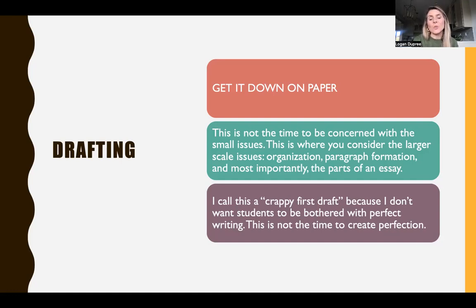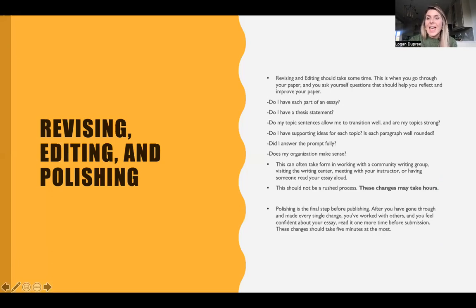I like to call this the crappy first draft in honor of Anne Lamott because I don't want students to be bothered with perfect writing. This is not the time to create perfection. It's simply the time to make sure that you have the content and the amount that you need to really get your purpose across. And then revising, editing, and polishing.